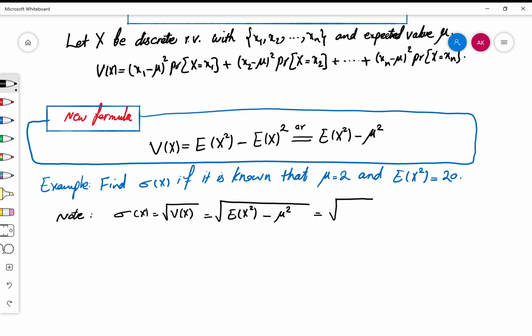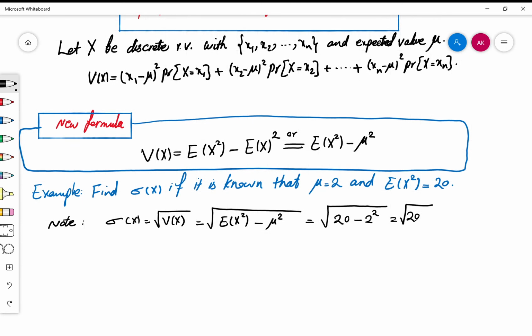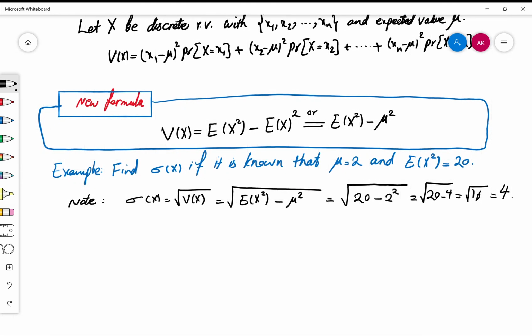And in this case, 20 is there minus 2 squared. So I have 20 minus 4, and that's root 16. And root 16 is, not 8, just 4. Always, standard deviation sigma of X is always the positive root of the variance.